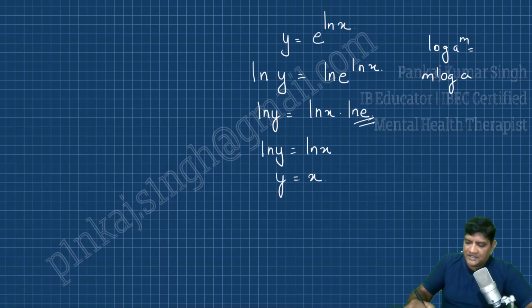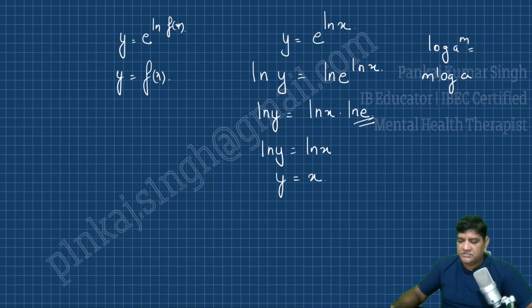So if I have y equal to e to the power of ln of some function f of x, then the function y will simply be f of x. That's the idea that I'm going to be using here. So I can write 3 as equal to e to the power of ln 3. And that should be good enough.